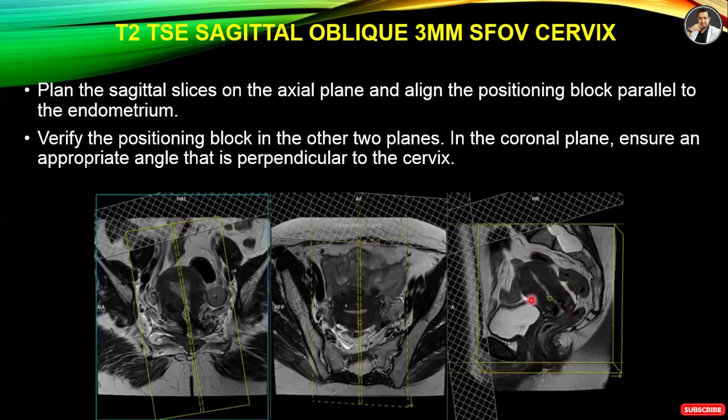We will see the layers of the uterus. The layers of the uterus are black. The small field of view will be small. The smaller the small field of view, the higher the resolution.